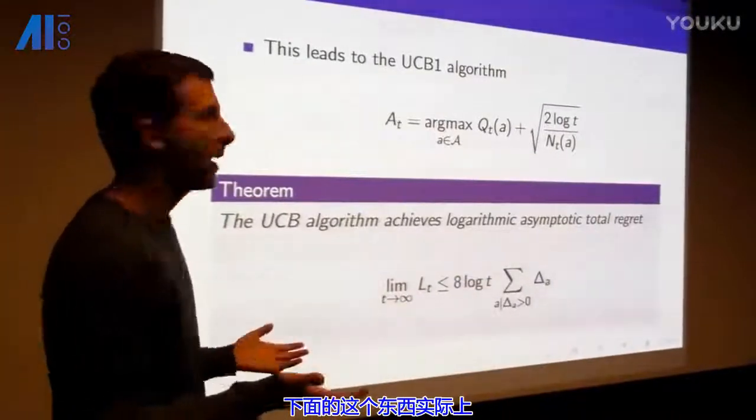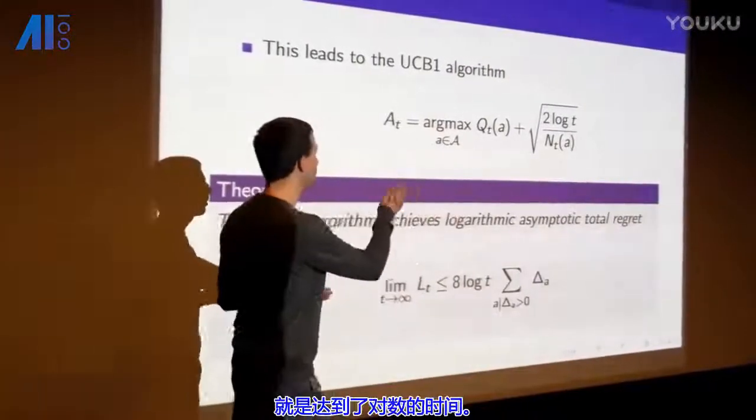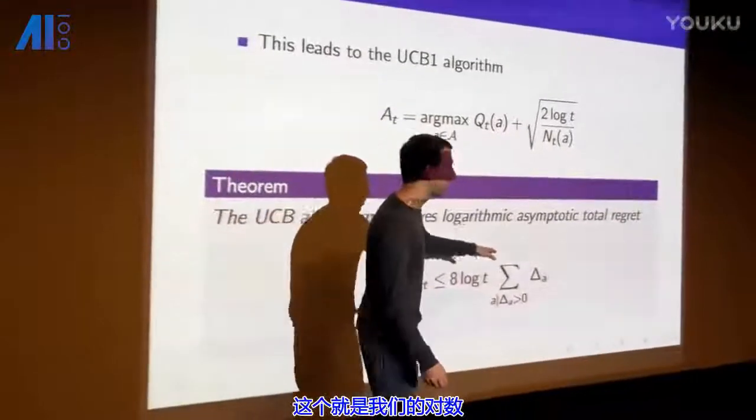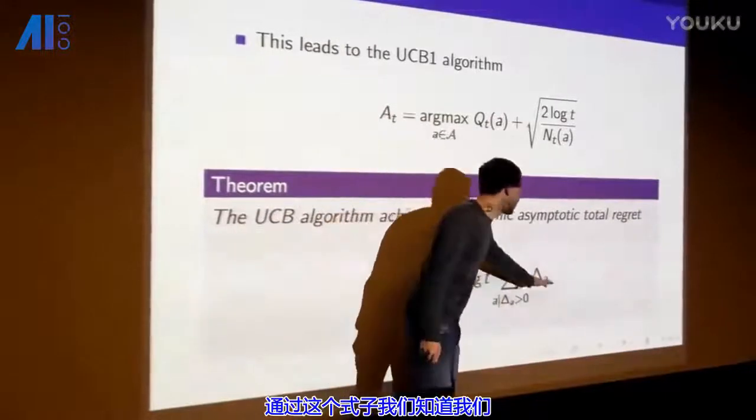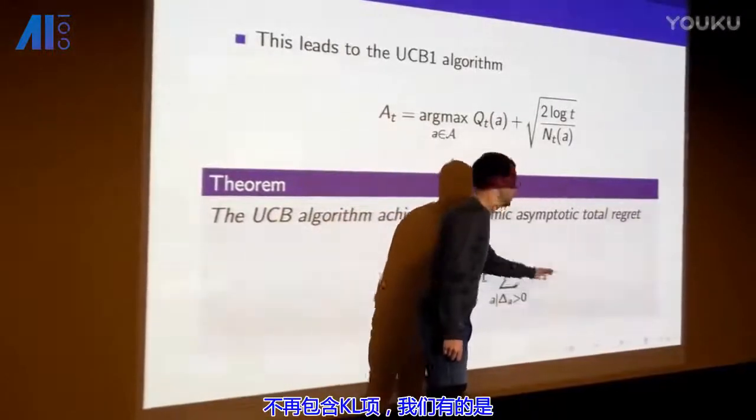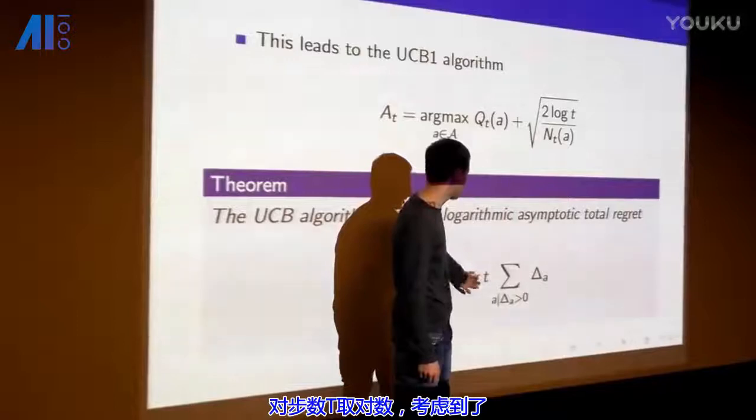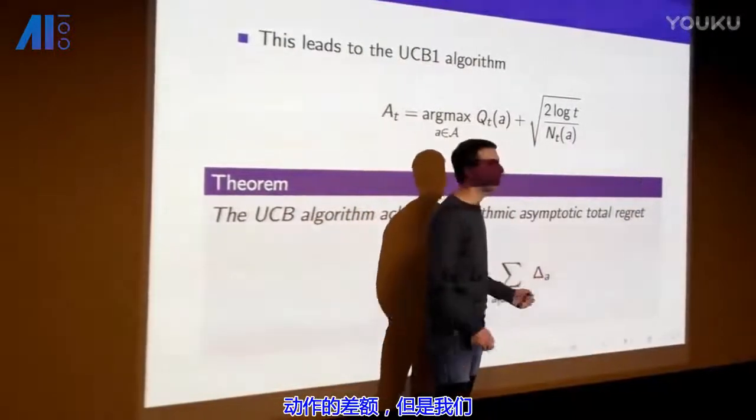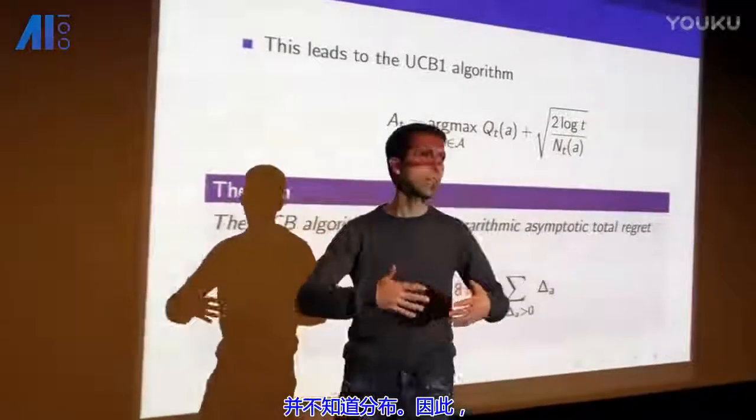And this then achieves this logarithmic asymptotic total regret. So it looks a lot like the lower bound, except we've lost one of the two terms. We don't have the KL term in there. But we do have the logarithmic. It's logarithmic in terms of the number of steps. It takes account of the action gap, but it doesn't know about the distribution, so it doesn't have this KL term in there.